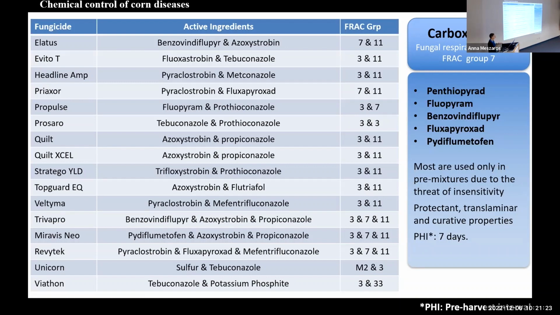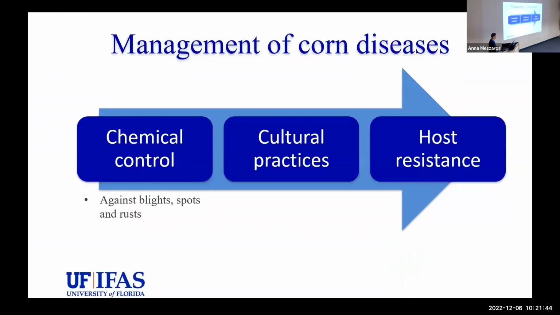In this table, he has the combinations that he believes are the best, because if you mix different chemistries, you're probably going to have better control, especially if you spray one time and it doesn't control the disease, maybe you want to use another active ingredient or another chemistry. So by mixing them, you can have better control of those rusts, blights, and also spots. So that's it about the chemical control.